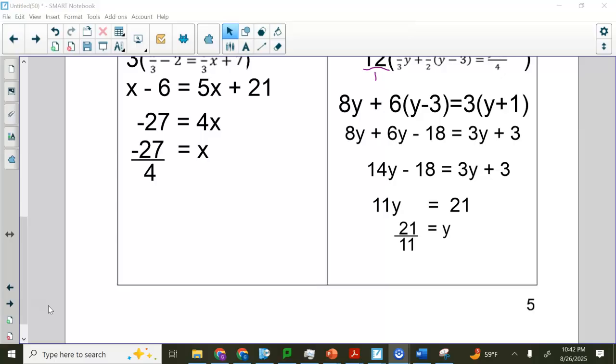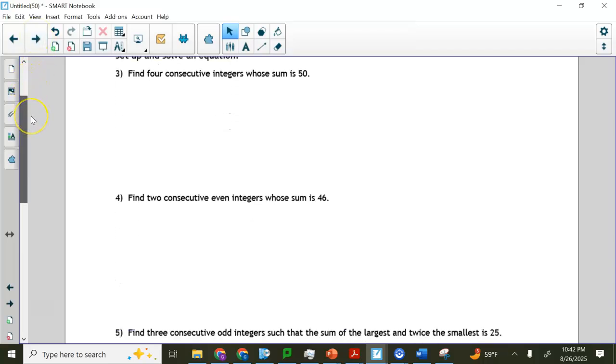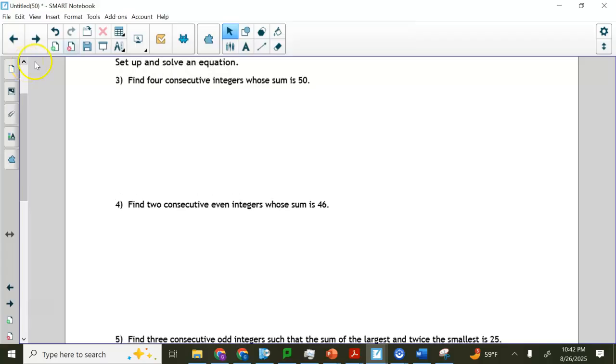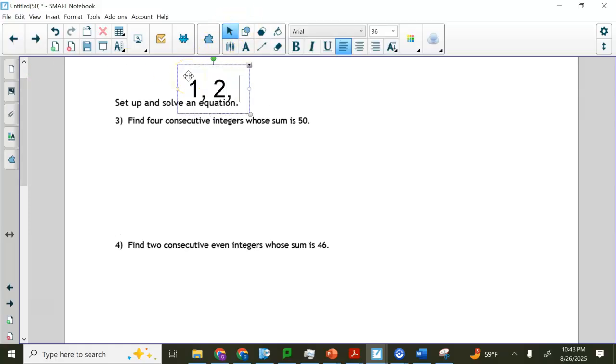All right, let's go to the next page, page 6. So for these problems, we're trying to set up and solve an equation. It says find 4 consecutive integers whose sum is 50. So consecutive integers, an example of those would be like 1, 2, 3, 4, or 7, 8, 9, 10. So any set of 4 numbers that are right in a row.